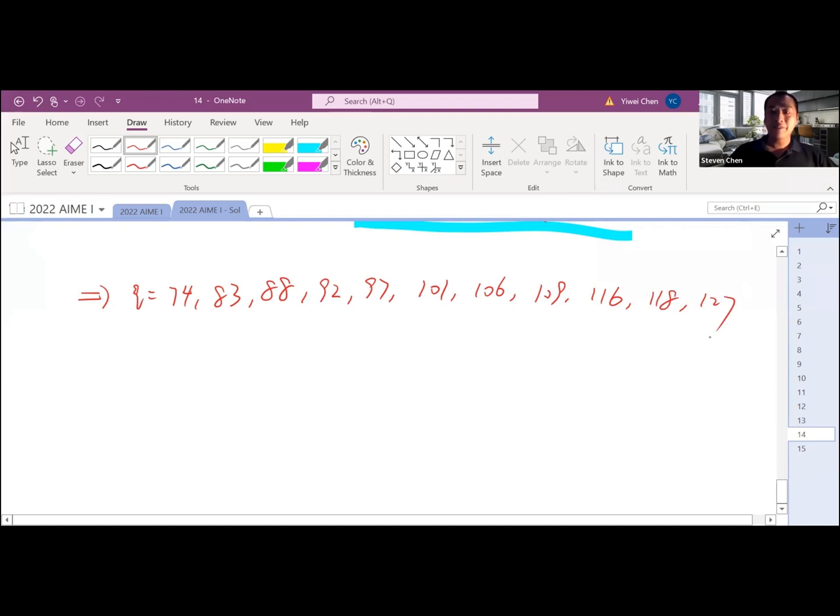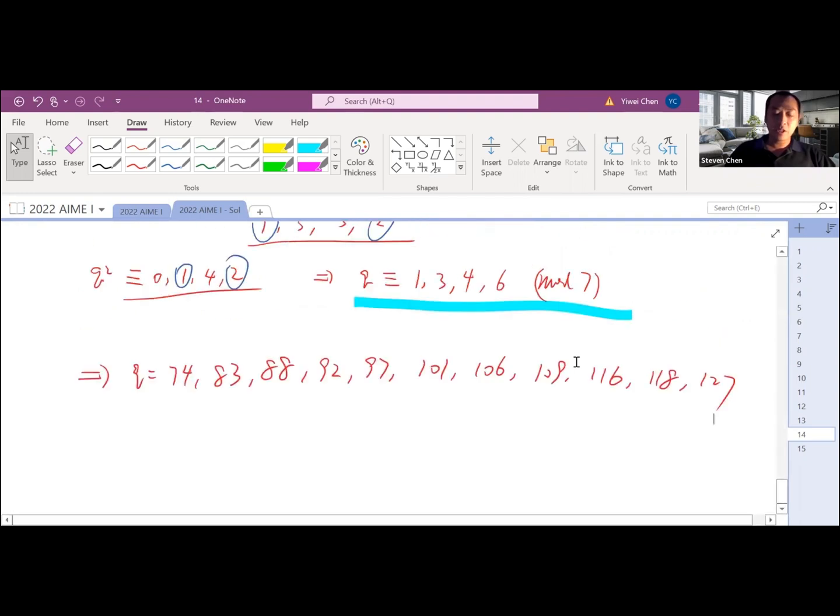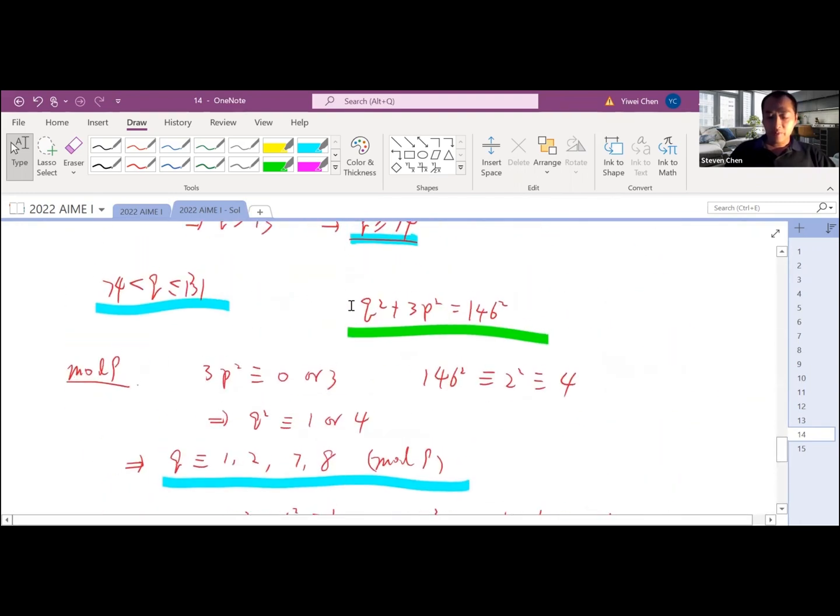Wow, we still have lots of numbers that are remaining here, but it's okay. It's not too many, right? So what we need to do next, because we don't have too many numbers left over, is just do the basic computation and try each of them and see which one would be the solution of this equation.